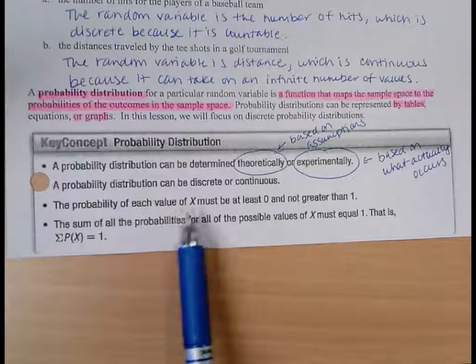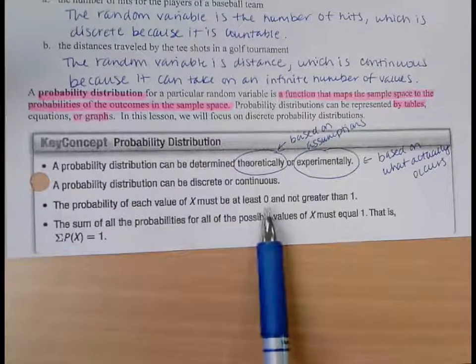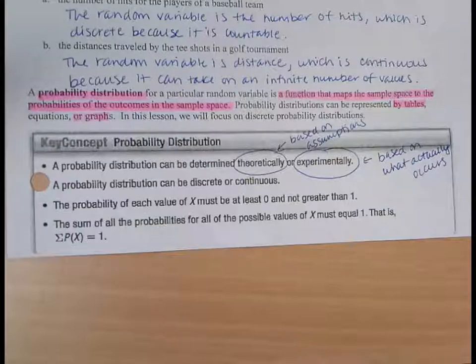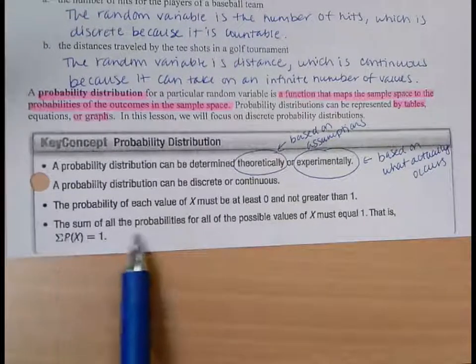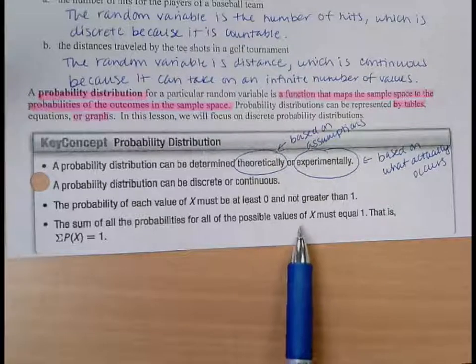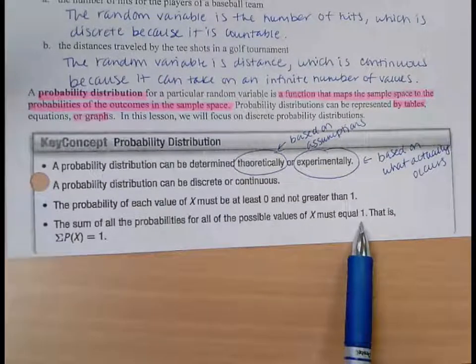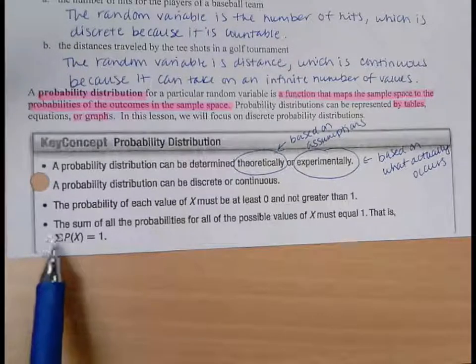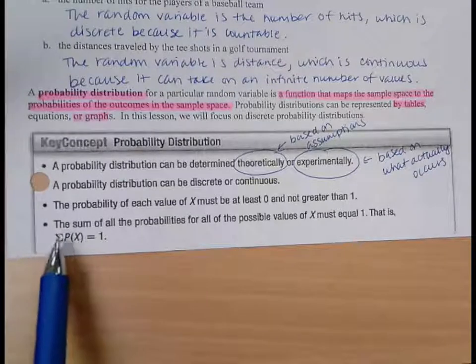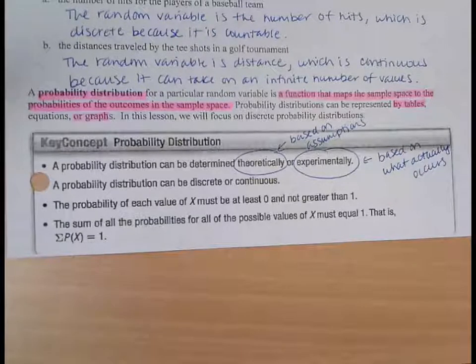Probability of each value of x must be at least 0 and not greater than 1. So probability should always be in between 0 and 1. Probability is not negative, and it's not greater than 1. The sum of all the probabilities for all of the possible values of x must equal 1. So this is just that notation. This is the summation symbol. It means if you take the sum of all of the probabilities of x, the sum of all those probabilities is 1, is what that notation means.